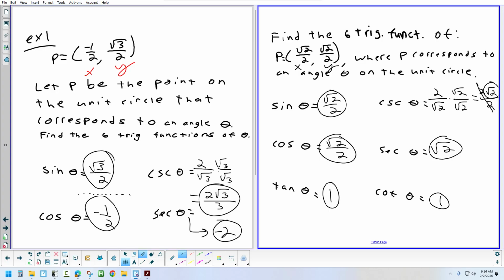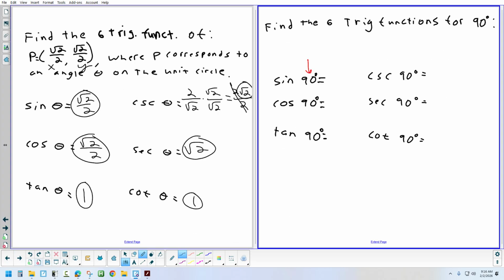Any question on that? Okay, so that's how you do it when they give you the coordinate. Let's try one that's different.